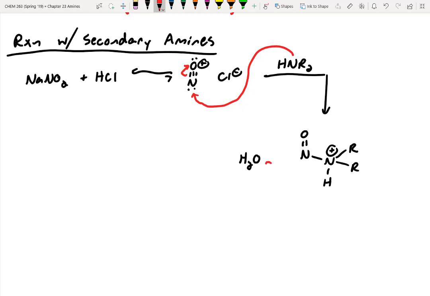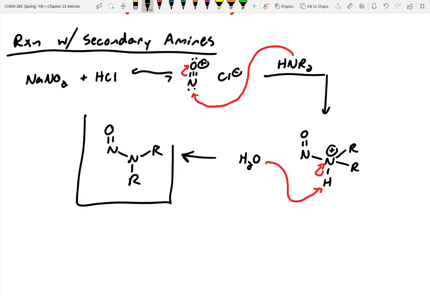We can then deprotonate this, do a proton transfer. And in this case, it's just going to stop here. So getting to Leslie's point, why didn't we stop here? With secondary amines, you will stop here. This is referred to as an N-nitrosamine.